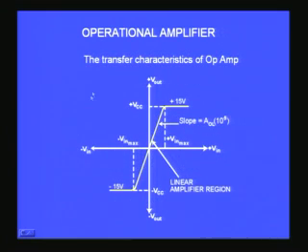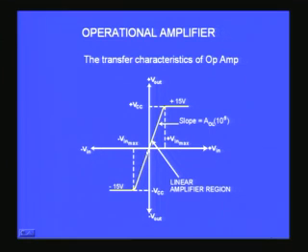Now to understand that, we should understand the transfer characteristics of an op amp. The graph that you see on the screen is a typical transfer characteristic of an op amp like the 741. What do you see here? On the x axis you have the input voltage, plus V in to the right and minus V in to the left. Similarly the y axis corresponds to the output voltage, with plus V output above and minus V output below the origin.